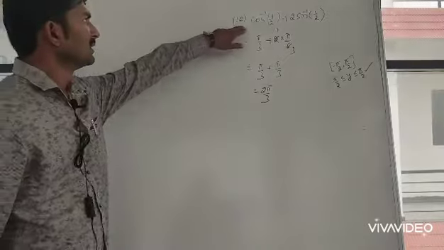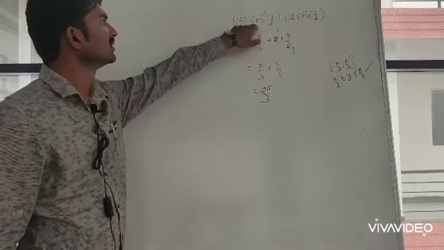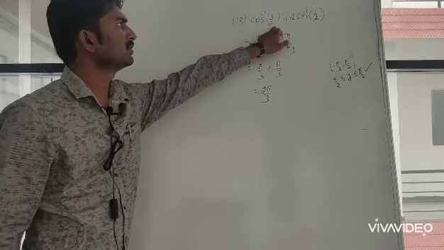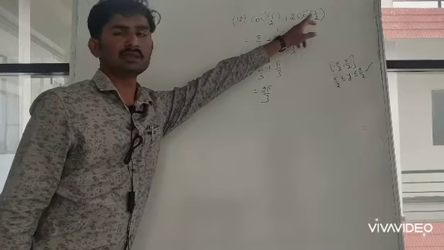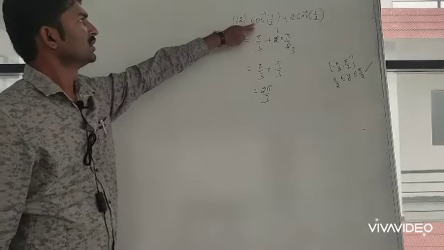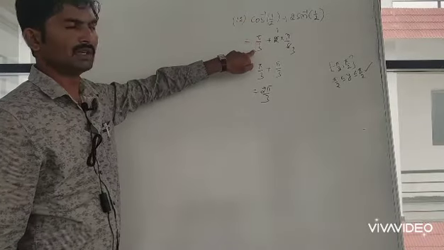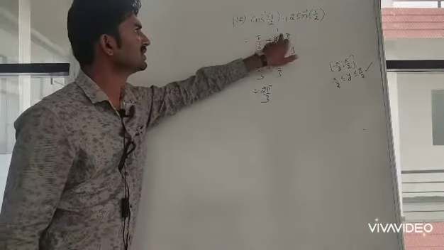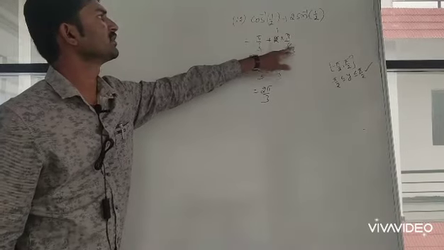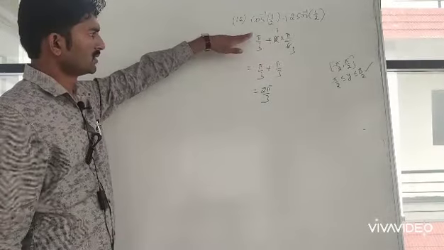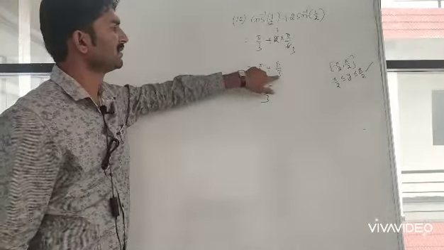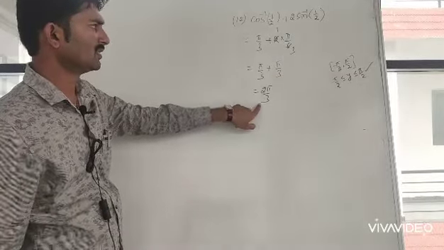Well, next example, that is cos inverse of 1 by 2 plus 2 sin inverse of 1 by 2. By using the table, cos inverse of 1 by 2 value is pi by 3, plus 2 as it is, sin inverse of 1 by 2 is pi by 6. So simplify this, we get pi by 3 plus pi by 3, that is 2 pi by 3.